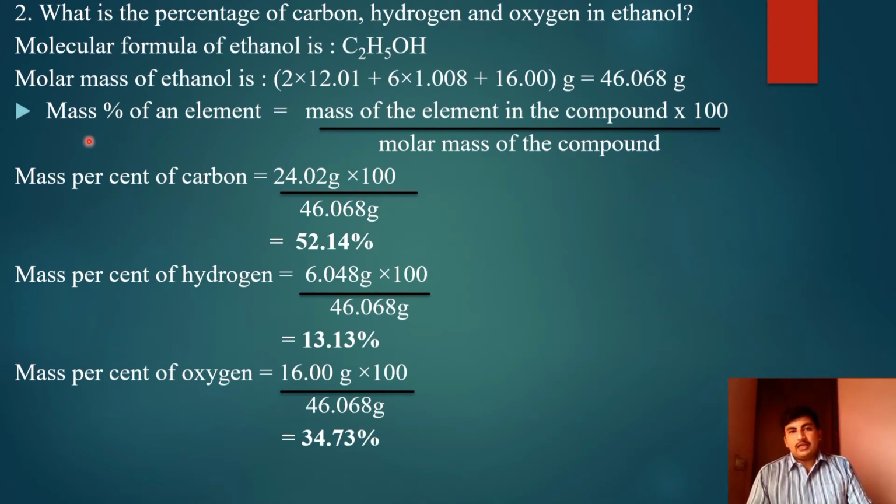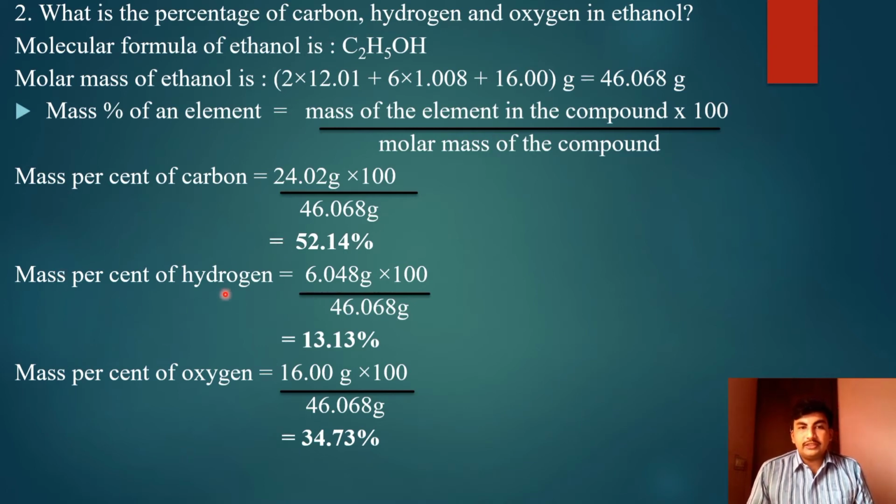Mass percentage of an element. Now, see, first you should write the formula, then calculate the mass percentage of each element one by one. So, mass percentage of carbon. Carbon 2 is there, right? What is the atomic mass of carbon? It is 12.01 into 2. Carbon 2 is there, so into 2, we get 24.02 gram, into 100 divided by molar mass of the compound.